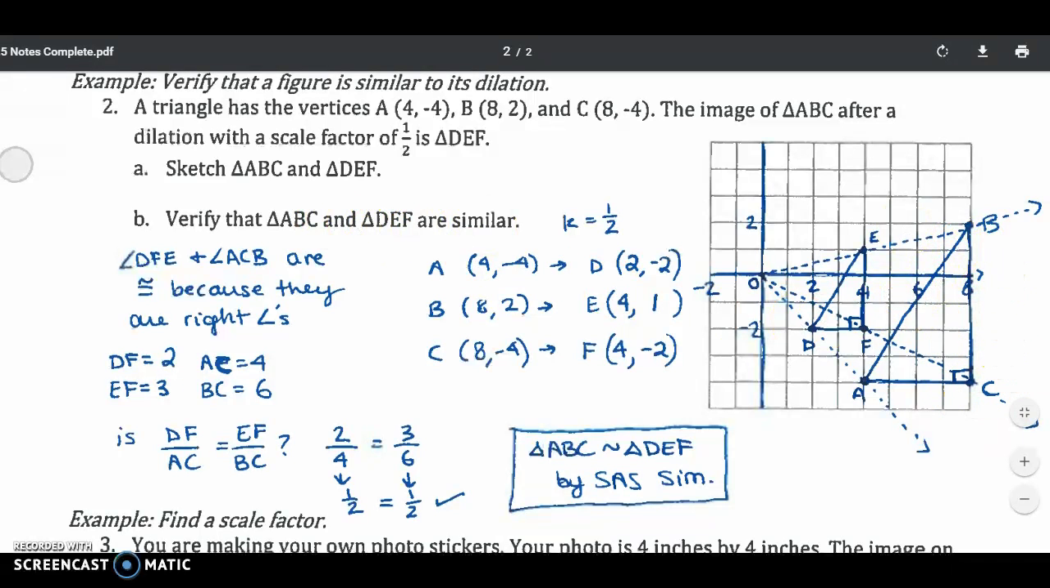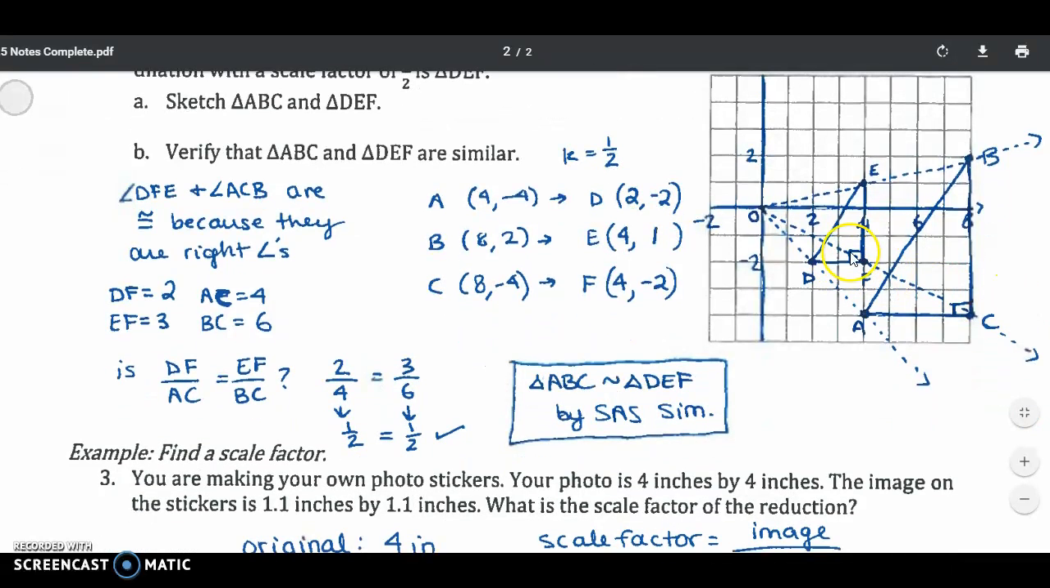We verify that they are similar by stating yes, they have congruent angles, and then we can use side and side, which gives us side, angle, side similarity. So we find that scale factor here, 2 over 4 reduces to 1/2, 3 over 6 reduces to 1/2, and again that's the scale factor that we use to create the dilation. So yes, they are similar by side, angle, side similarity.